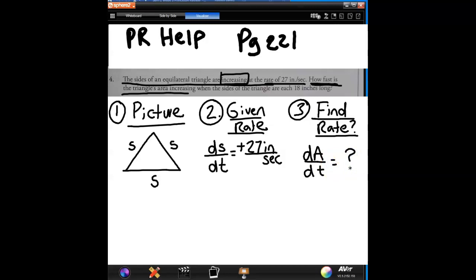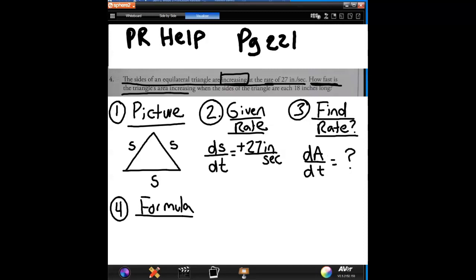All right, so now I think on the AP exam, they would tell you the formula. They don't expect you to remember all the different geometry formulas that exist. But there is a formula, and that's what step 4 is all about. We're looking for a formula that will connect our two variables that we care about. I care about the sides because I know that rate. And I also care about the area because that's the rate I'm trying to find.